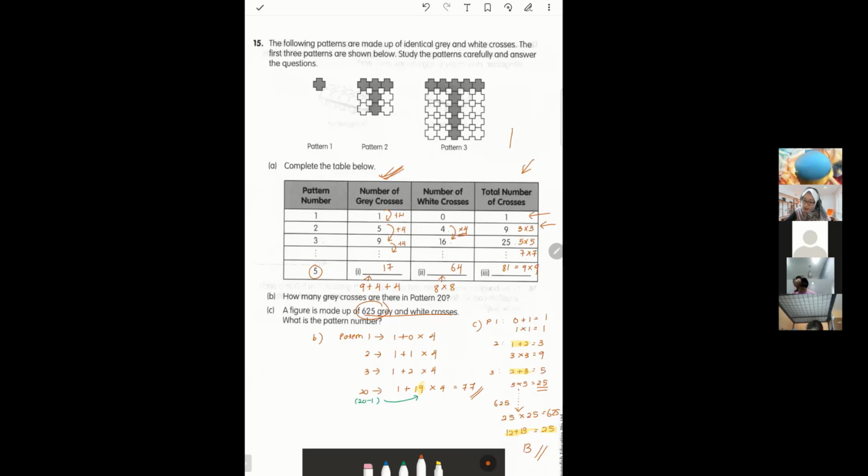Then for C, you can see the total number of crosses. I'm looking at this table here. Pattern 1 means 0 plus 1 is 1, 1 times 1 is 1. Pattern 2 is 1 plus 2 is 3, 3 times 3, 9. Pattern 3 is 2 plus 3, 5, 5 times 5, 25. And then so on. Then I work backwards. Since I have 625, I need to find out what times what gives you 625. 25 times 25, your square root. Then you go backwards, which means 12 plus 13 gives me 25. So the pattern is 13.